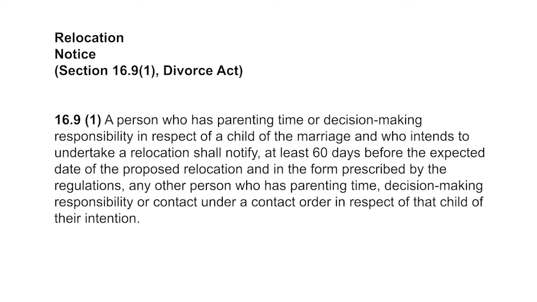So we can first talk about the changes to the Divorce Act for relocation. One of the changes is in section 16.9. This is an important change because it says that when a person who has parenting time or decision-making responsibility for a child wants to move, they have to give at least 60 days notice before their anticipated move, and provide this notice to the other party in a new court form, if the other party has parenting time or decision-making responsibility.